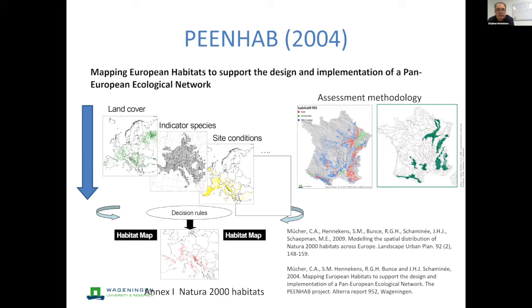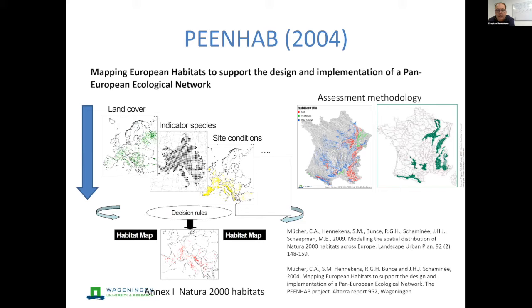And on the right side, you see an assessment of that methodology, but the methodology that we used here is a very much top-down approach, so starting with the land cover information and then adding additional rules. And on the right side, maybe it's difficult for you to see, but the resulting map in red is an overlay of the potential natural vegetation map, which I showed before, and the results from this top-down modeling.